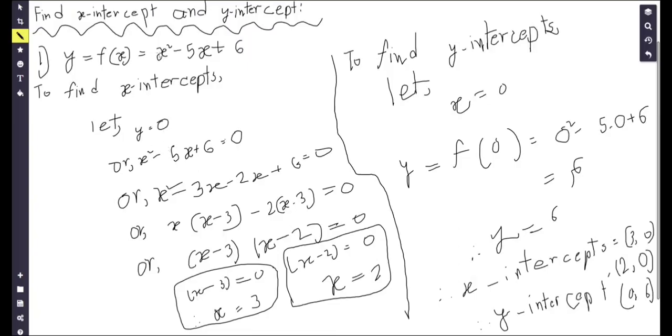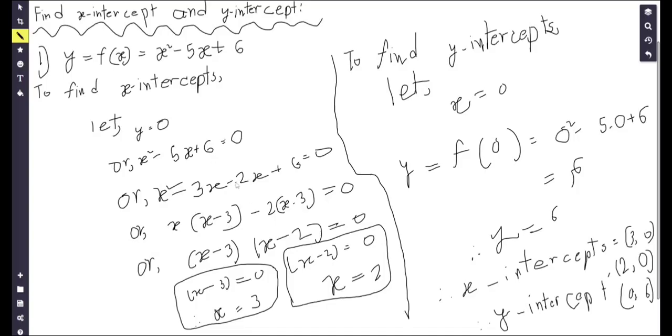Then y is equal to x² - 5x + 6. So we put it down: x² - 5x + 6 = 0. We split the middle term: x² - 3x - 2x + 6, since minus 3 times minus 2 is 6 and minus 3 minus 2 is minus 5x. So x² - 3x - 2x + 6 = 0. We should take x common from this part: x(x - 3).